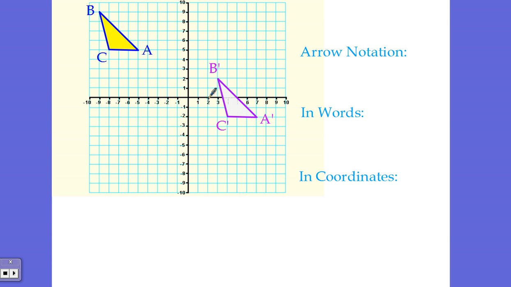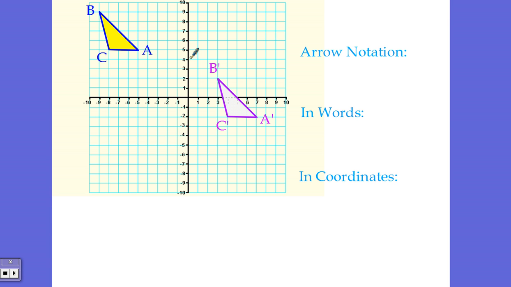So let's look at what happened here. First, you need to identify which one's your pre-image and which one's your image. That's hugely important here. Since the yellow shape is ABC and the purple shape is A prime, B prime, C prime, yellow is our pre-image, purple is our image. We're going from yellow to purple.